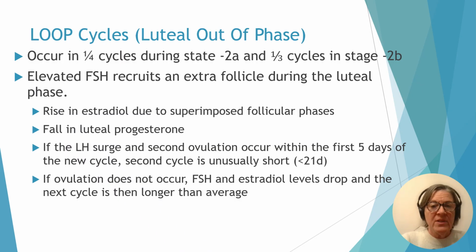If there's not ovulation, then the FSH and estradiol levels drop, and then the next cycle is longer than average. So you get short cycles, long cycles, missed cycles, kind of all over the place. And when you think about it, this is the hormonal roller coaster that is absolutely miserable for so many women symptomatically, because it's not that your estrogen just takes this nice gradual decline. It goes up, it drops, it goes up, it drops. And that's the part that really makes the symptoms unbearable for a lot of women.